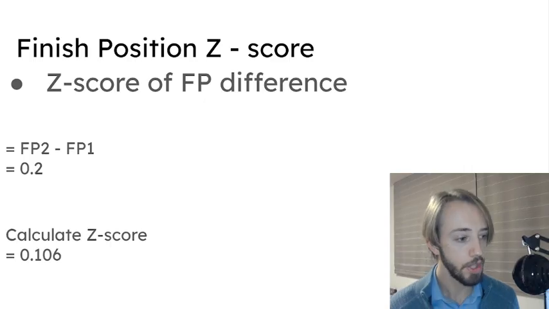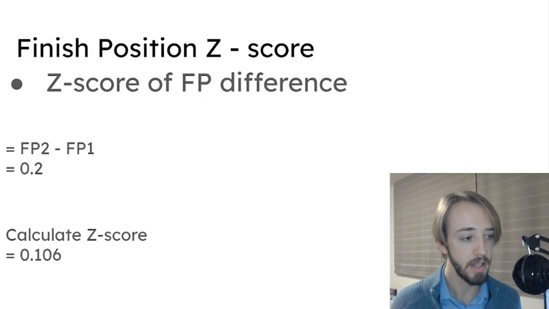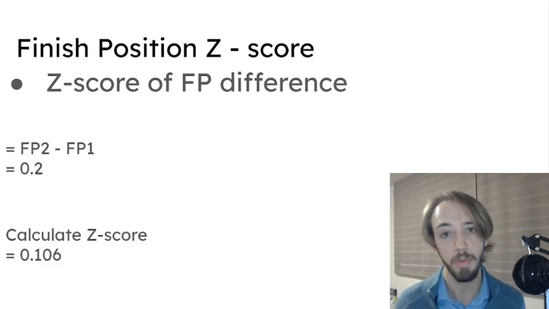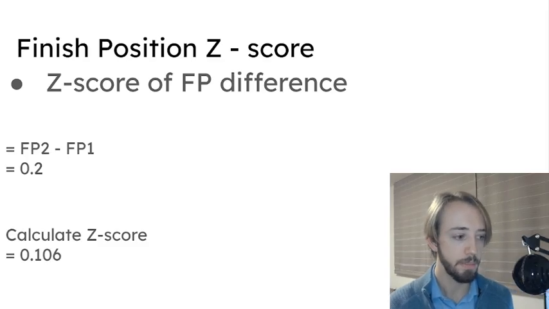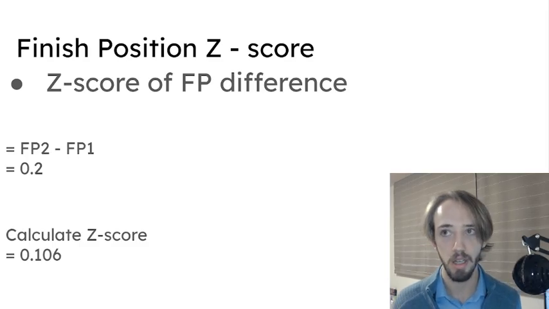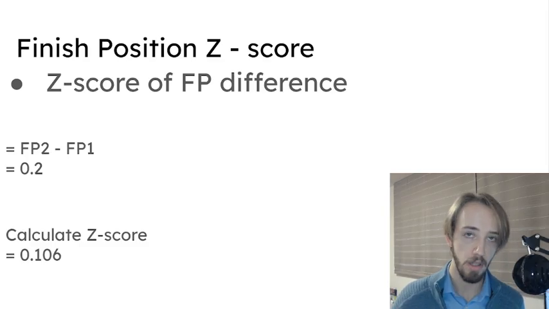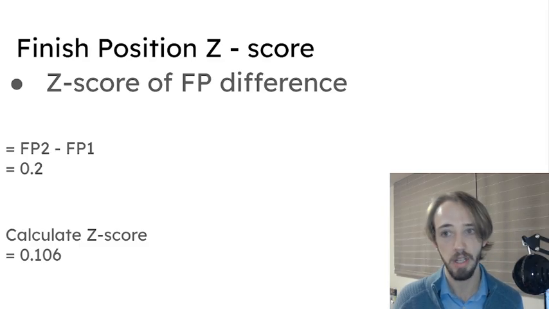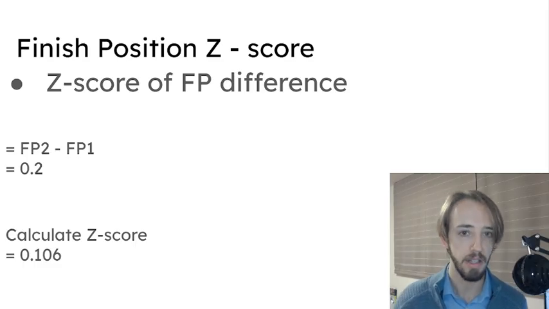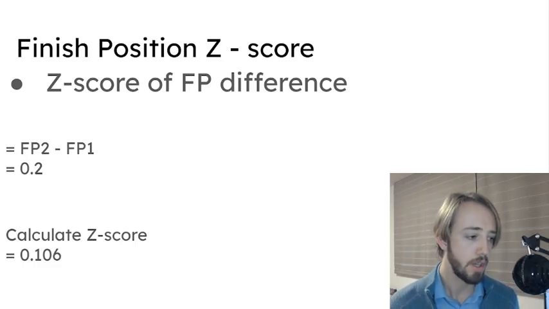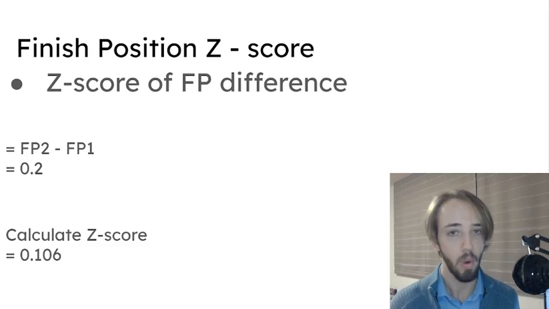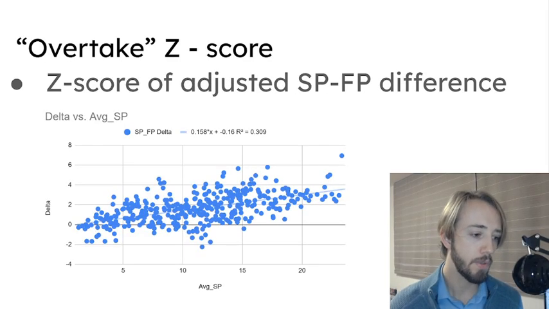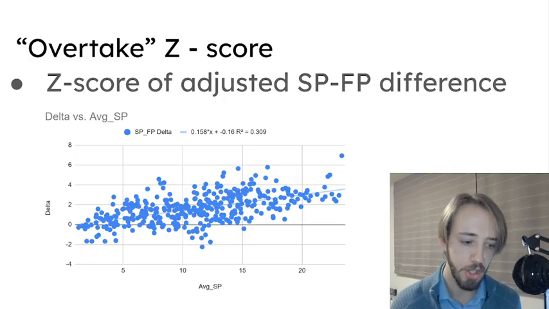Now, for finishing position, this one's pretty simple. You just take the Z score of the finishing position difference, and we don't really do any special modifications here. So you just take finishing position 2 minus finishing position 1, and that way, if it's a lower value for the lead driver, in this case driver 1, it will be a positive. So that way, when you calculate the Z score, it will still be in the positive direction. So 0.2, you calculate the Z score, in our case, that's 0.106. So for the last one, this will require a little bit of explanation as well.